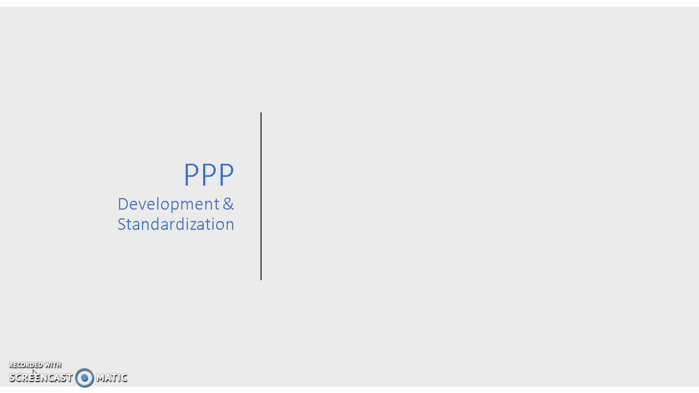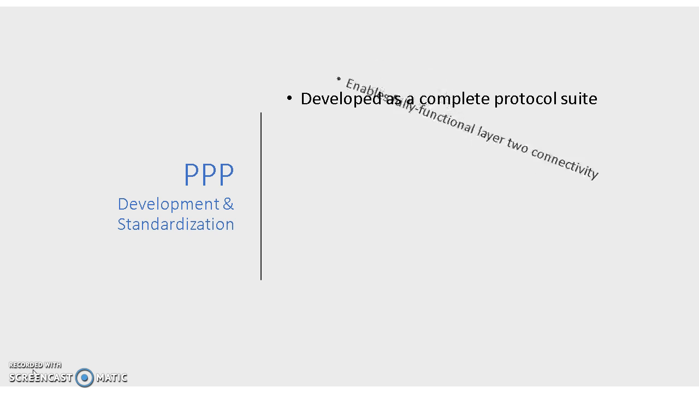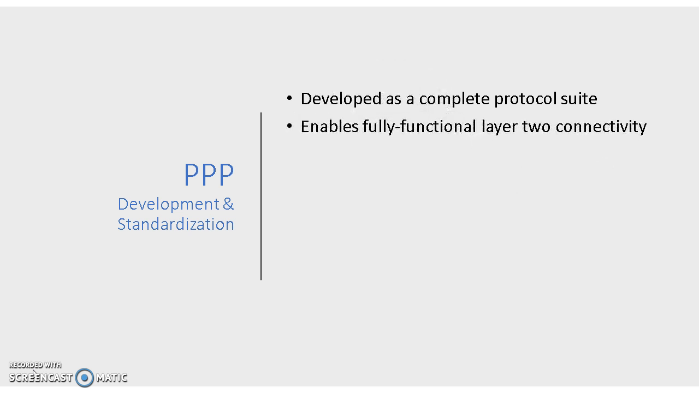We're going to talk about the development and standardization of point-to-point. It was developed as a complete protocol suite when it was designed, versus just a stopgap as SLIP was designed. It enables fully functioning layer 2 connectivity. And it did replace SLIP as the standard in 1990 through the RFC.